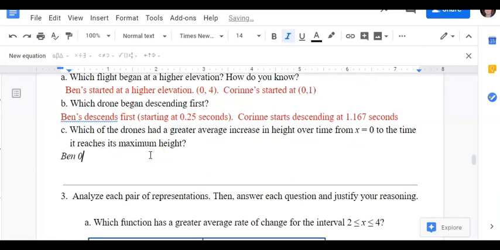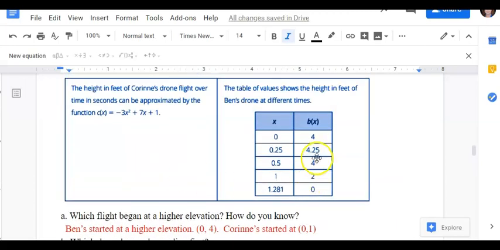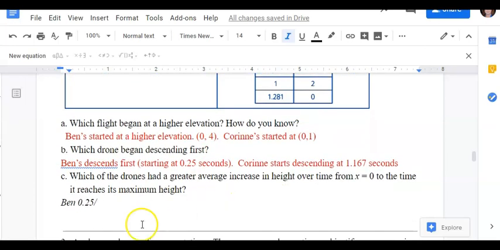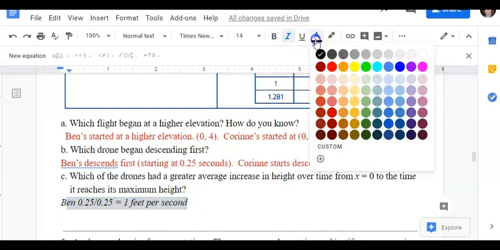0.25 divided by, all right, it went from 0 to 0.25. Well, that's 0.25 also. That's interesting. Both the change in y and the change in x are the same number. So he actually had a rate of change of 1, and that would be feet per second. So that's Ben's. Let me go put him in red.